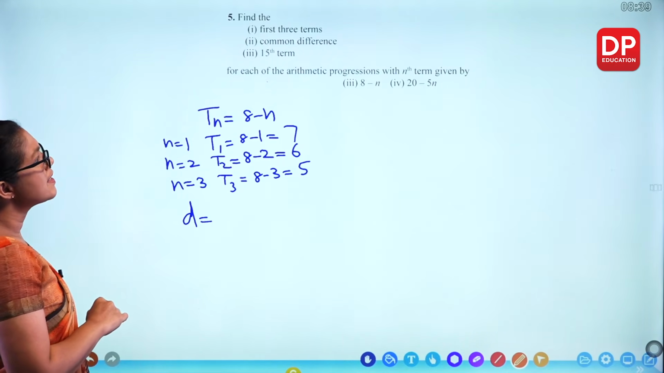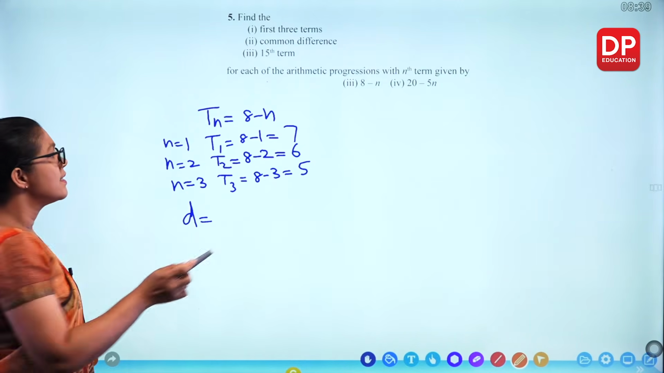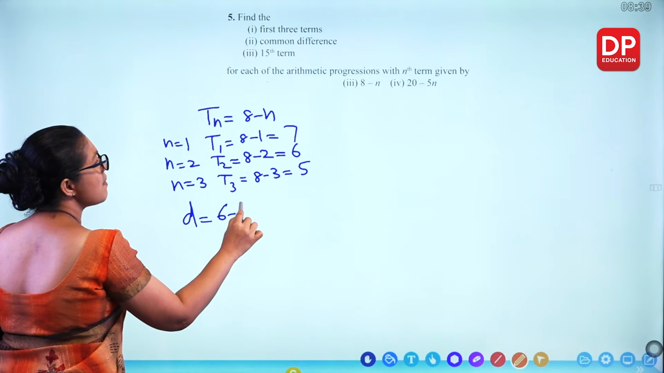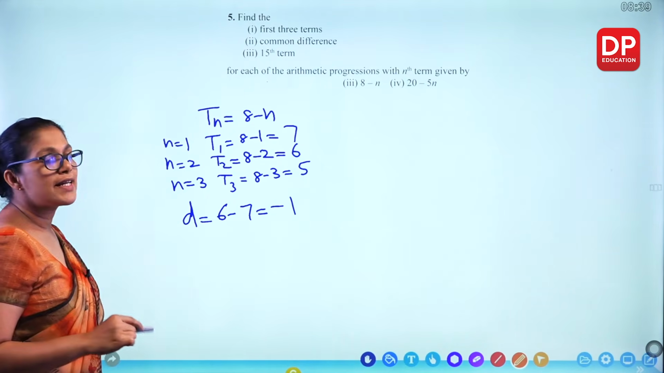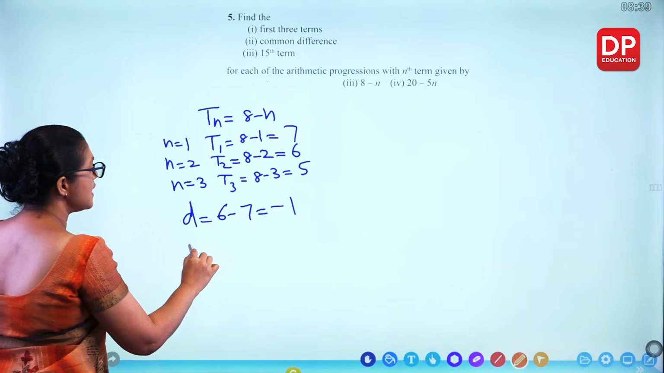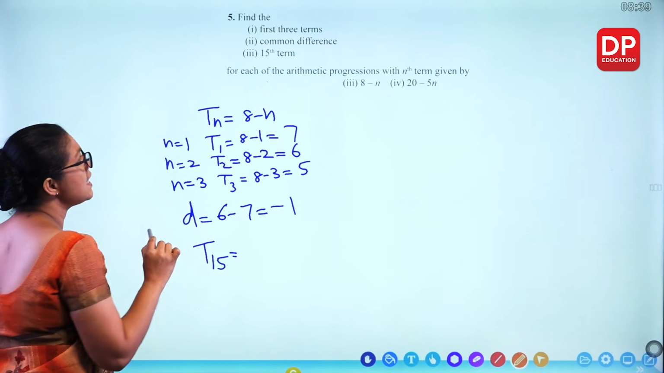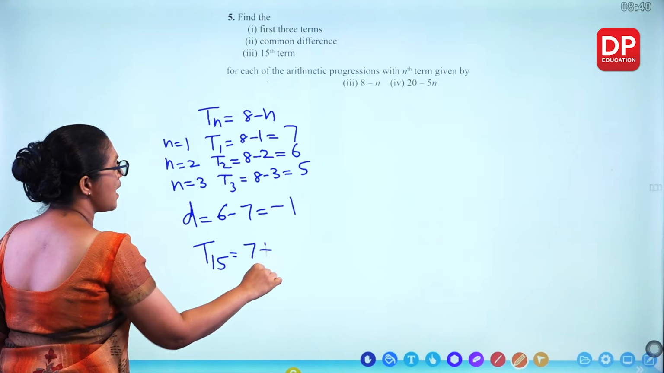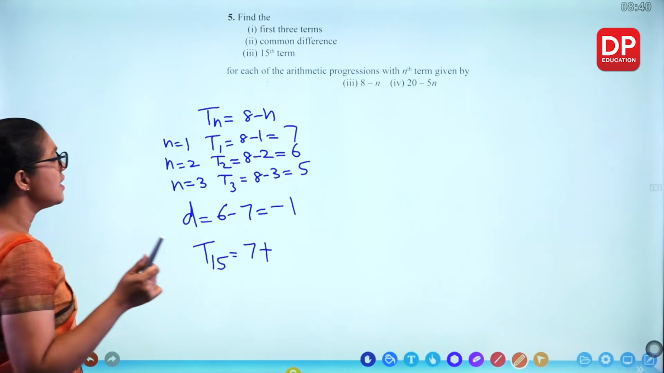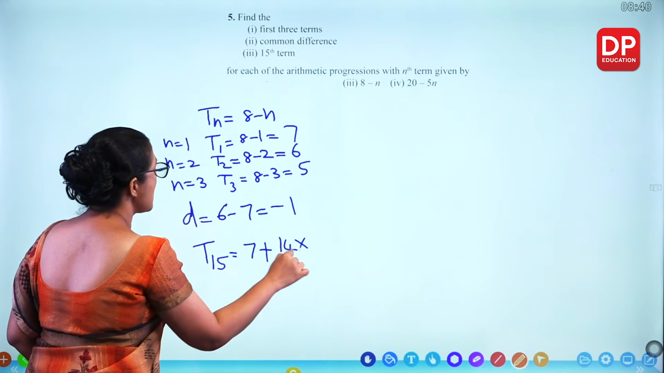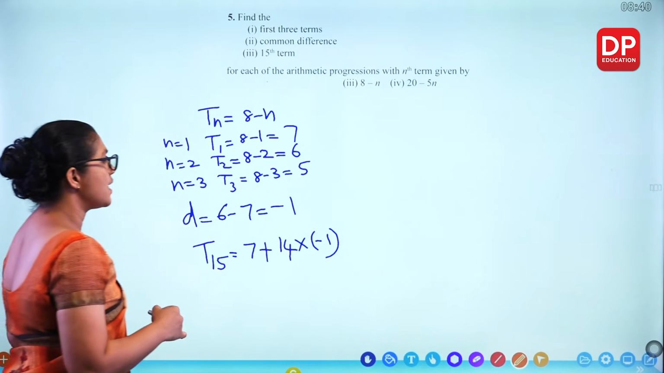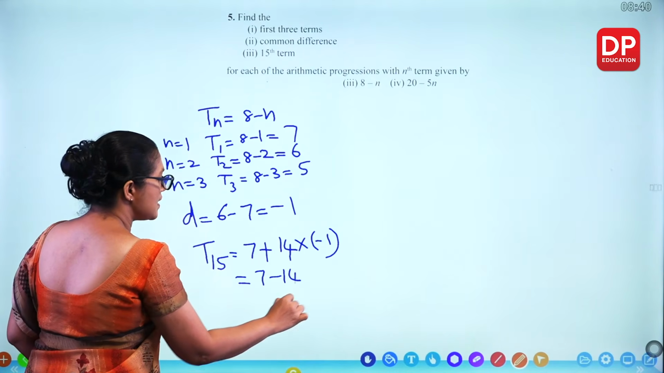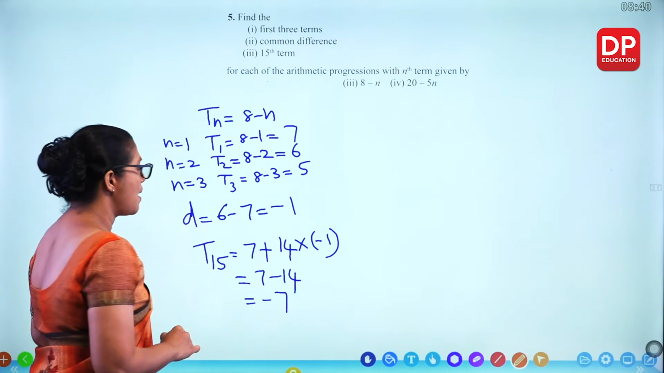Common difference is the difference between two consecutive terms. So I can take 6 minus 7, that's minus 1. And what's the 15th term? T15 is the first term 7 plus 15 minus 1, you get 14, times d equals minus 1. So 14 times minus 1 is minus 14. 7 minus 14 is minus 7.